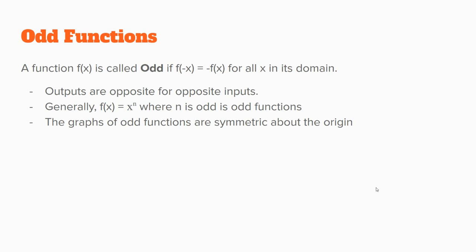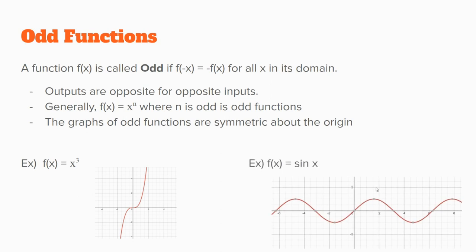I'll give you 2 examples. First one is f(x) equals x cubed. This is the graph of x cubed, and we can see that this graph is symmetric about the origin. Again, f(x) equals sine x. This is also an odd function since it is symmetric about the origin, and f(-x) equals -f(x) for all x in its domain.